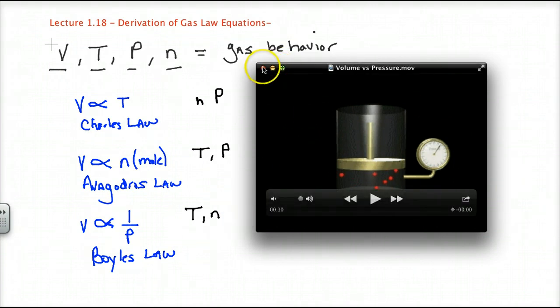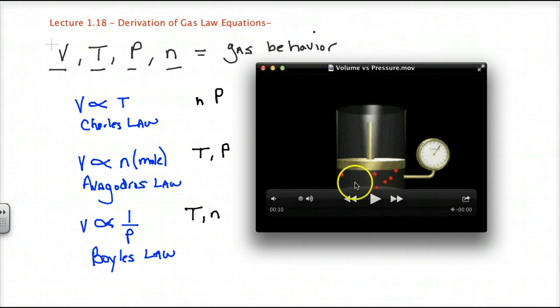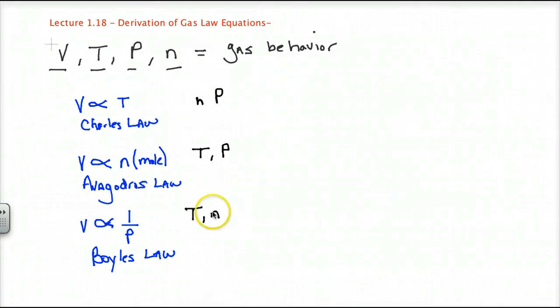Couldn't have said it any better myself. Okay, so of course, as the piston comes down, it makes the space smaller for the gas particles. Okay, the gas particles are going to collide more often. Okay, so of course, that only works if temperature is staying constant.